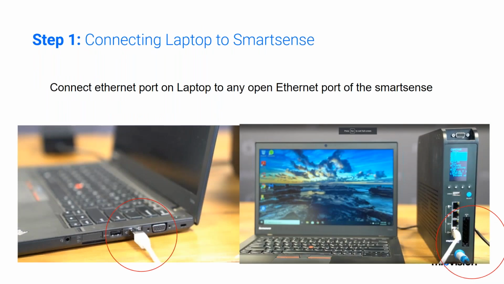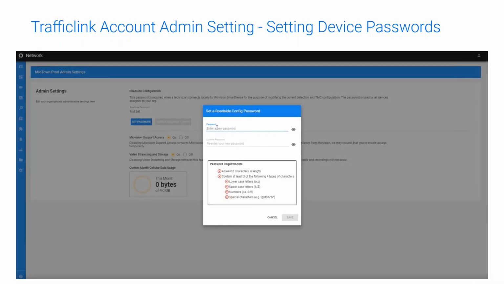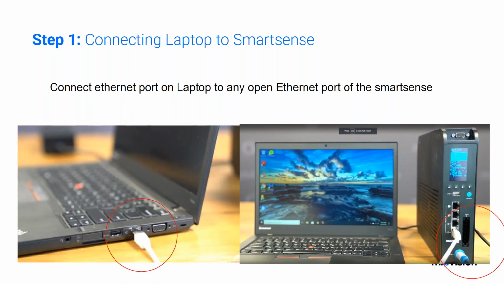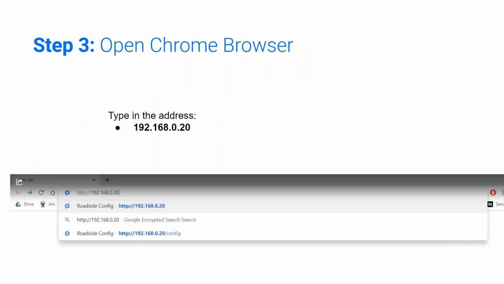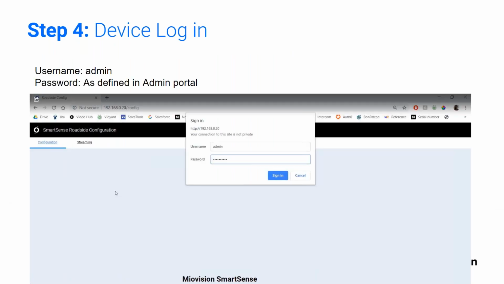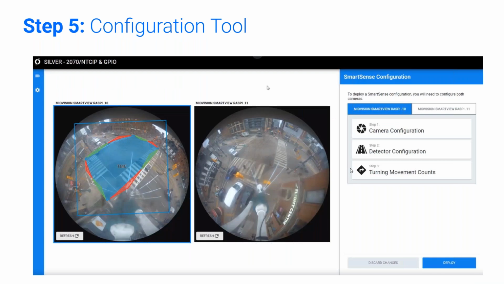So I'll just quickly back up. Step one is to make sure there's a password set in TrafficLink. That's a precursor. Then you connect the device to your laptop, set a static IP address on your laptop, go to the Chrome browser, and go to the device itself at its IP address. This IP address can be configurable; this is just our default one. Then from there, you can log into the device and start configuring. So that's just how you access the local tools.